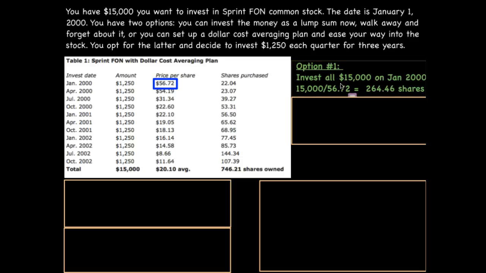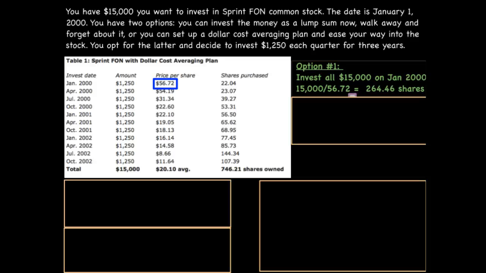So option 1, $15,000 invested in January 2000 means that you would buy 264.46 shares. We found that by taking the dollar amount that you're investing divided by how much it costs per share. And that's how we know we would buy 264.46 shares. Well, what's next?